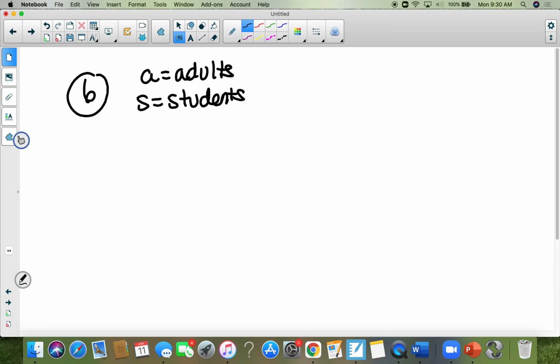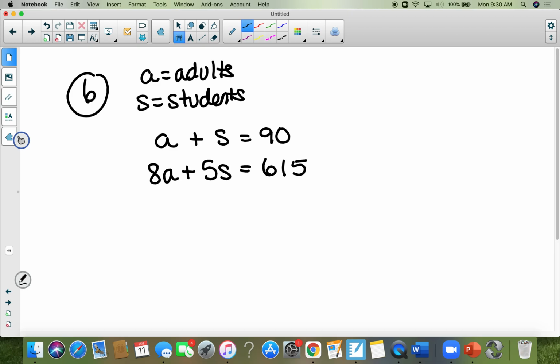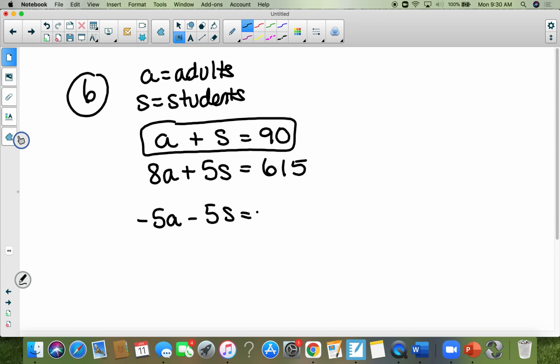I know that 90 tickets were sold, so A plus S is equal to 90. And I know that they sold $615 worth of tickets, and I know that adults were $8, and that students were $5. We're going to solve this by elimination, so I'm going to multiply this whole top one by a -5. So -5A, -5S equals -450.